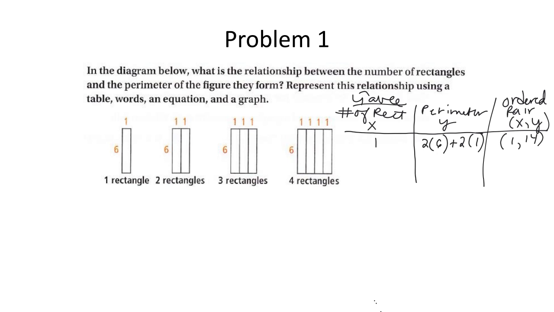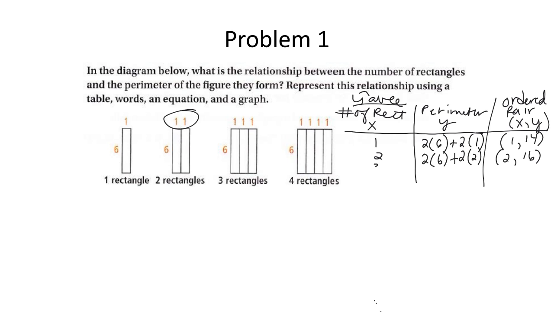In our second picture, there are 2 rectangles. So then we're doing 2 times the length, 2 times 6, plus 2 times the width. And the width this time is 1 plus 1, which is 2. So here we have 2, 16.